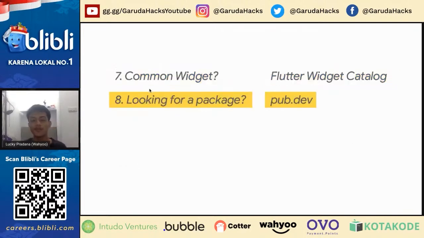And for packages, you could go to pub.dev. It's a site like Android Arsenal, I guess, in Android native development. Pub.dev provides you hundreds of packages that you can search there, and you just put them in pubspec.yaml in your Flutter project.